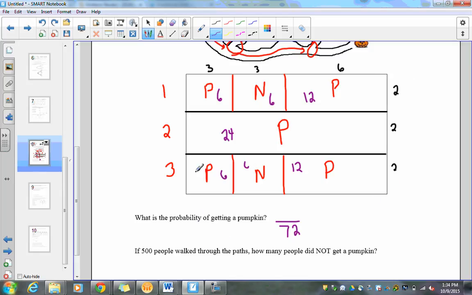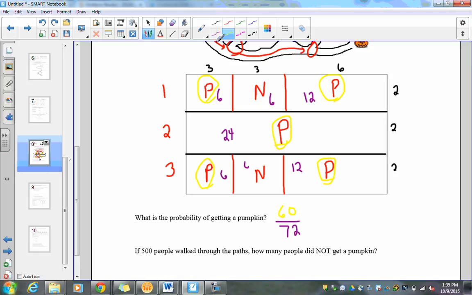It says, what is the probability of getting a pumpkin? So that means everything that has a P on it, I'm going to add up. So pumpkin, pumpkin, pumpkin. Those are all my pumpkins. So I'm going to add that up. Let's see, that's 18 plus 24 plus 18 again. That gives me a grand total of 60 over 72.